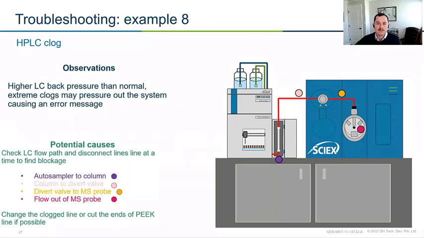The easiest way to troubleshoot a clog would be to go through and systematically remove pieces of tubing. Usually you'd want to start at the mass spec, remove the probe. Has the pressure gone down? Remove the piece of tubing from the diverter valve to the probe. Has the pressure gone down? And so on and so forth. And just move your way up the line.